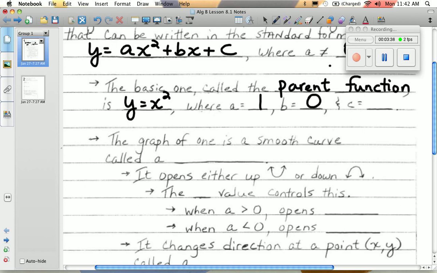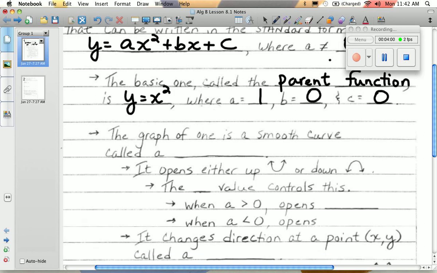What do you suppose c is equal to? 0, because if you add 0 to something, it doesn't change it. So our c value is also 0. So remember what I said, b and c can be equal to 0, but a can't be. So in the parent function, b and c are equal to 0, and a is equal to 1. The most basic quadratic function there is.